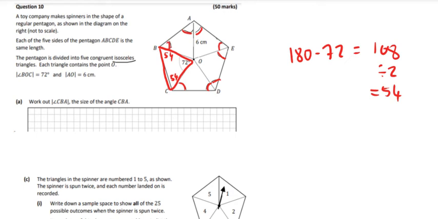Therefore they're asking us here for CBA. CBA is this angle here, so that angle would have to be just 2 times 54, which we've already got, so 2 times 54 is 108. So that's it.